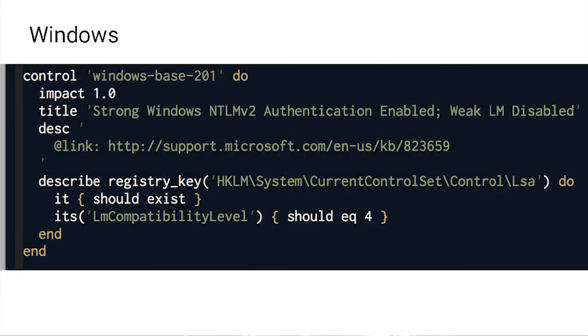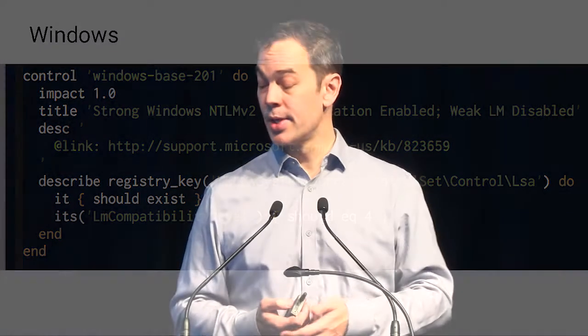You don't want your XP boxes joining your 2016 domains. And this is the sort of stuff you would have in a large compliance profile of all the little things you're going to check for on Windows. And we want the value of this key to be equal to 4. Again, very high level, very readable. InSpec also works with Mac OS, Solaris, AIX, HPUX, BSDs, all the operating systems.